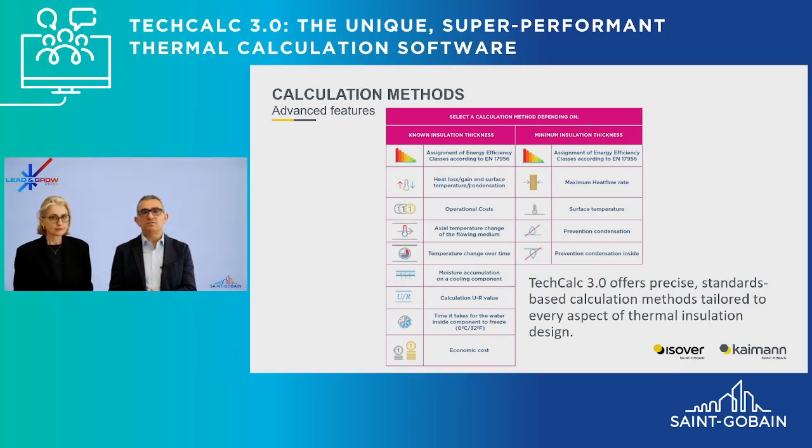The second way to select the calculation method is the minimum insulation thickness under some requirements. If your target is some energy efficiency classes, you can calculate the minimum insulation thickness for different proposals. Or if your requirement is the maximum heat flow, the same, or the surface temperature, of course, if you need to prevent condensation. With the 2 ways to select the calculation method, TechCal offers precise, concise, and more accurate calculations, and you can tailor your calculations in all aspects that you have in your project.